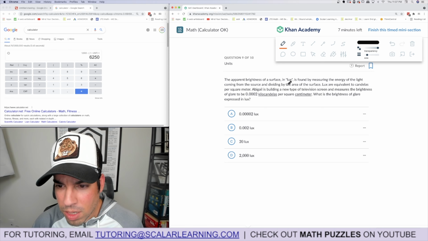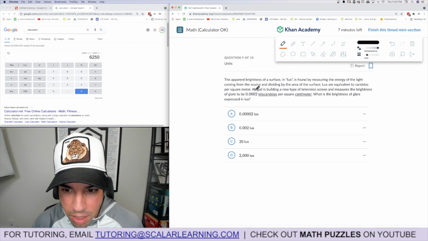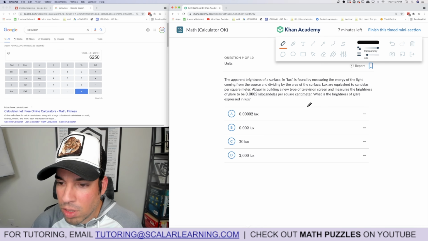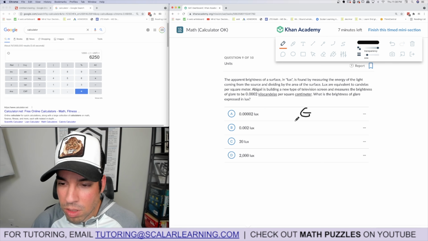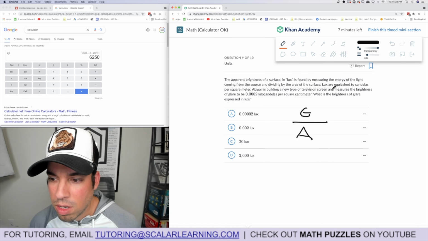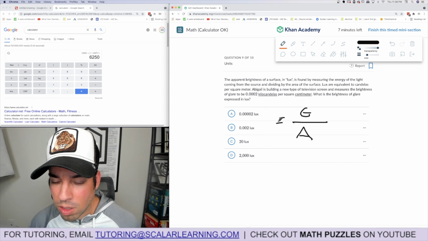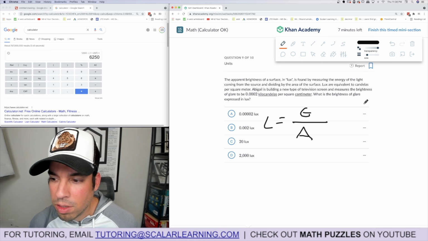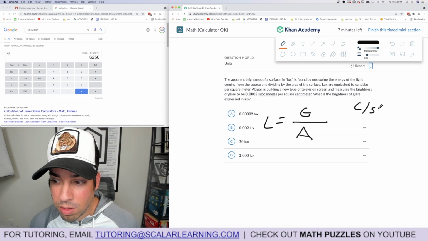9. The apparent brightness of a surface in lux is found by measuring the energy of the light coming from the source and dividing by the area of the surface. Okay, wait. Measuring the energy of the light coming in from the source and dividing by the area of the surface. Lux are equivalent to candles, to candelas per square meter. Square meter, I don't really know.